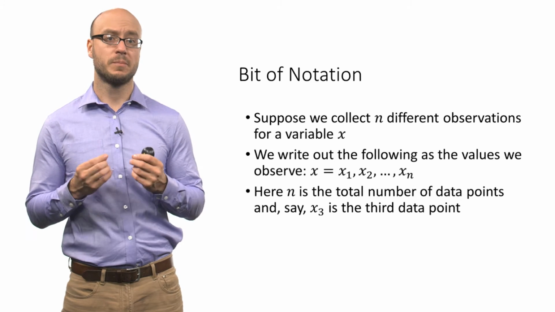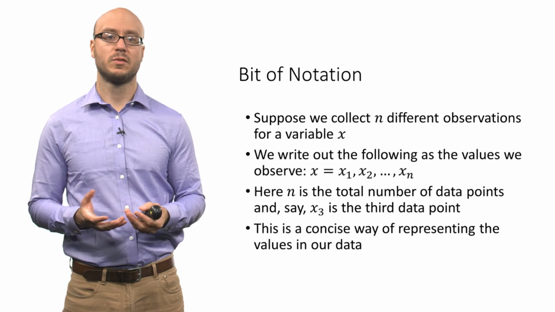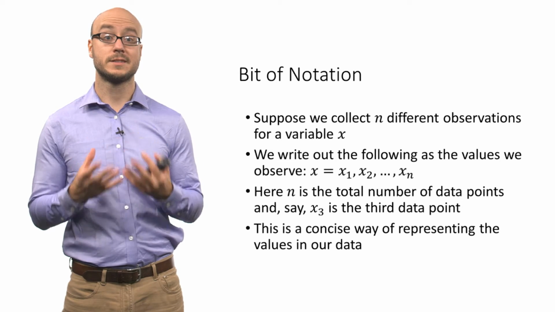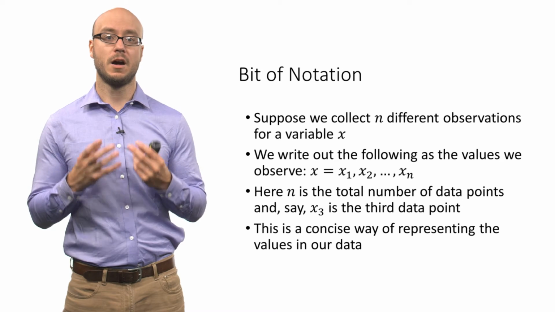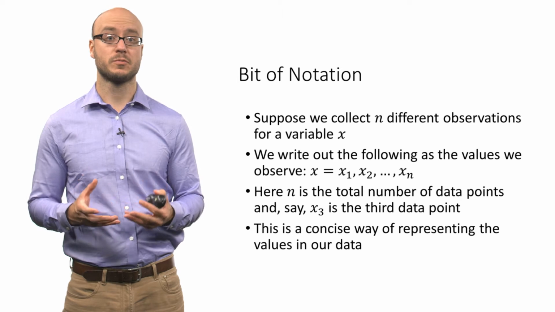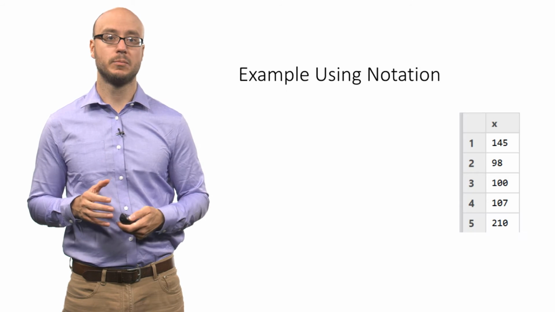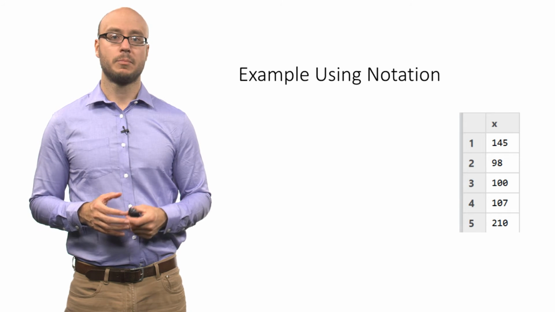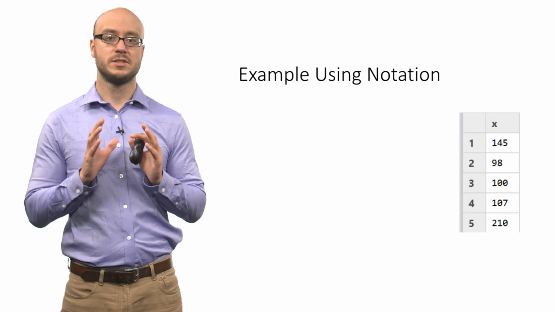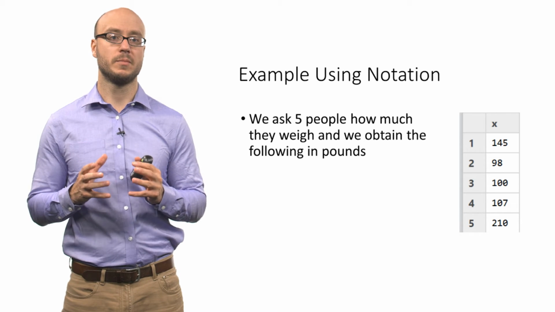And then x subscript 3, that refers to the 3rd data point. This is just a very useful way of concisely describing the observations in our data set. So you can just say, well, what's the value of i equals 3 or x subscript 3? You can immediately refer to that data point. So here's an example of using this notation. This is, in some sense, something we've already covered, but I think it's useful to talk about this again.